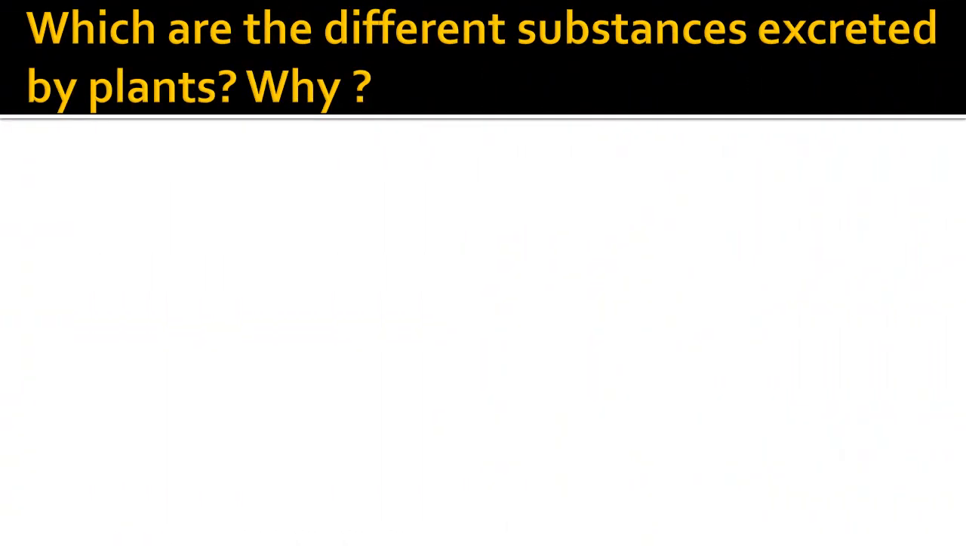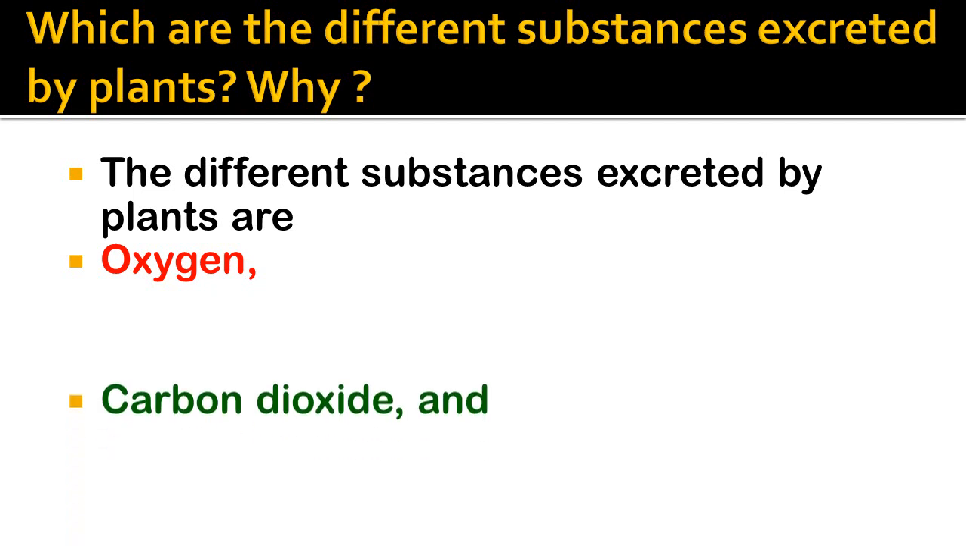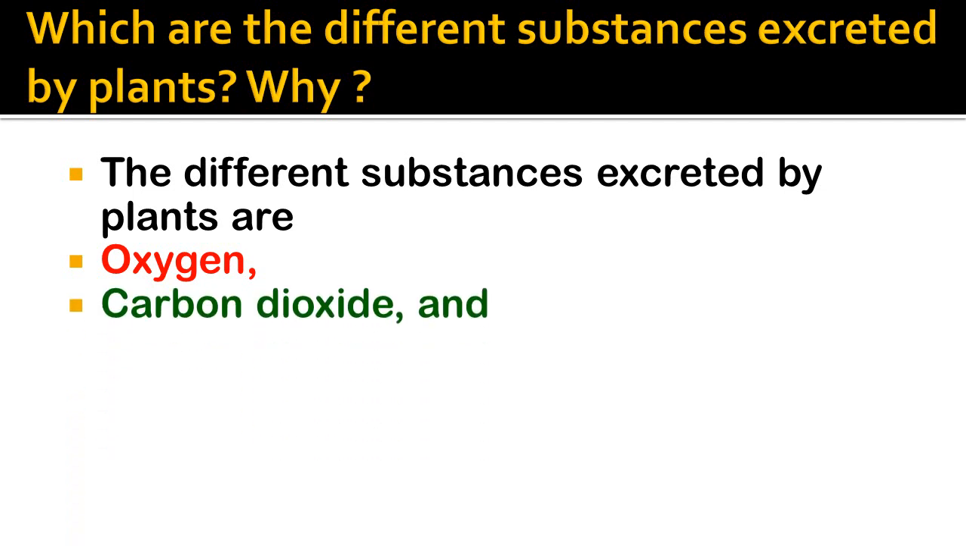Before starting the lesson, let's answer some questions. First question: which are the different substances excreted by plants and why? The first is oxygen. Plants release oxygen during the day, during the process of photosynthesis. Secondly, plants release carbon dioxide during the night. And thirdly, plants release some water droplets from their stomata.